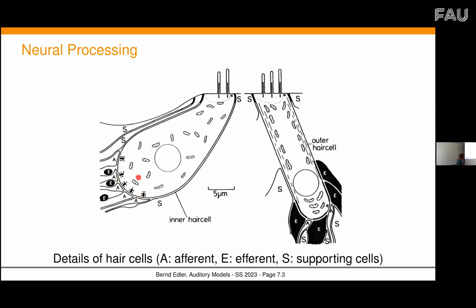And here we see that we have multiple connections to nerve fibers, and A stands for afferent and E for efferent. So here you see it in a written form, so it's hopefully good enough. And also we see that here we have also some efferent and afferent fibers being connected to the outer hair cell.